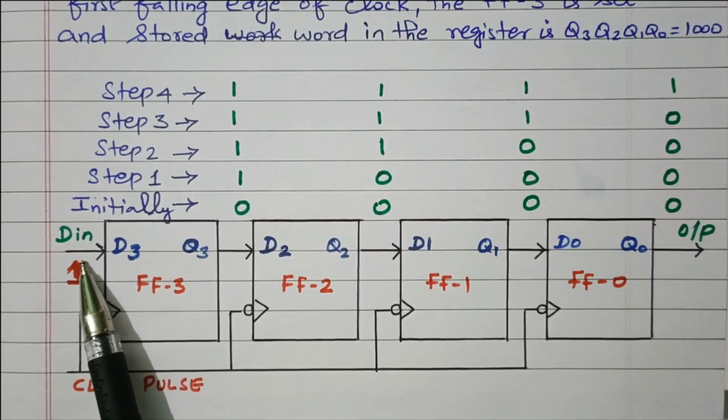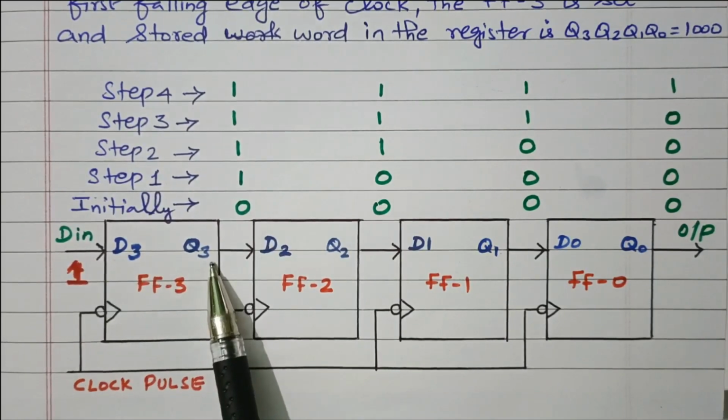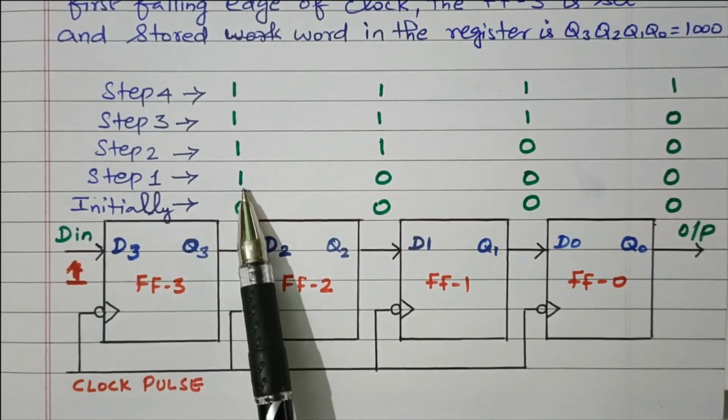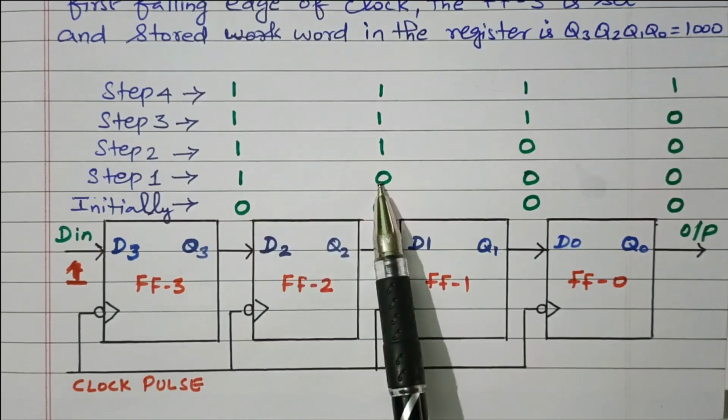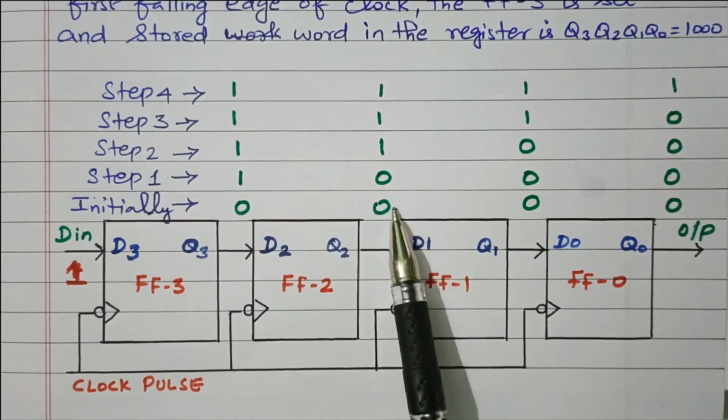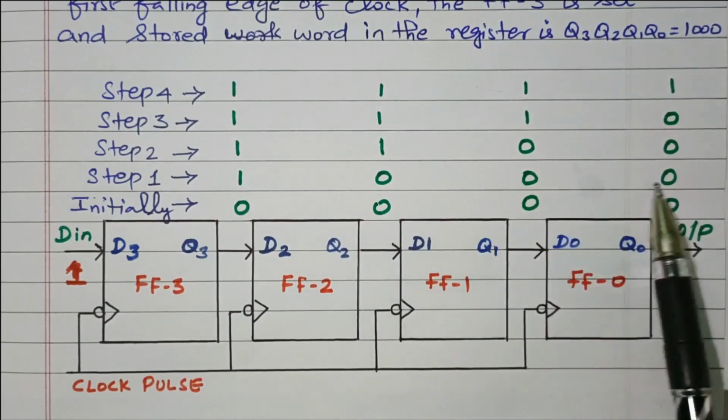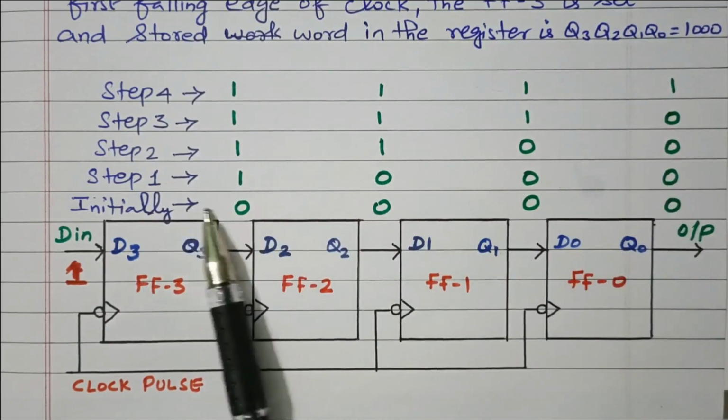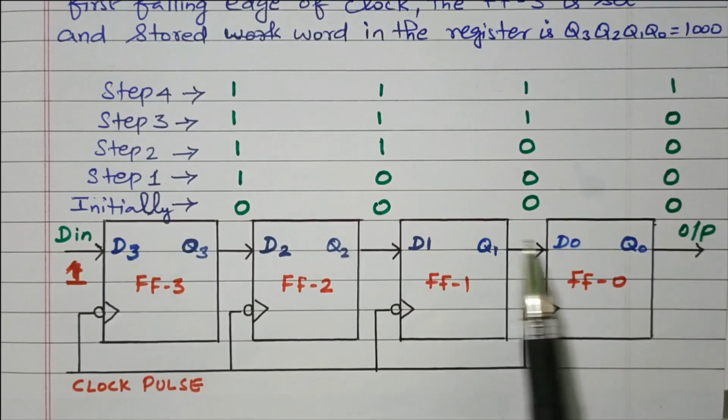What happened? This D3 will be available in Q3. Initially it is 1. This 0 will be applied to the next flip-flop. This 0 applied to the next flip-flop. This 0 applied to the next flip-flop. The data will move. Initially all are 0.